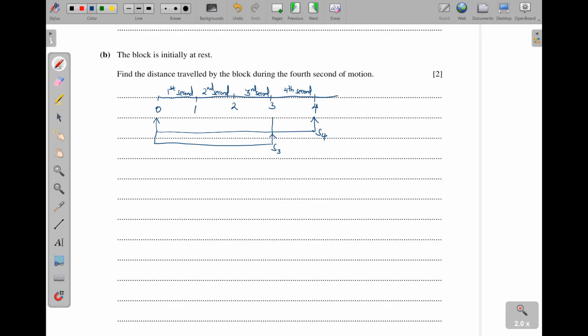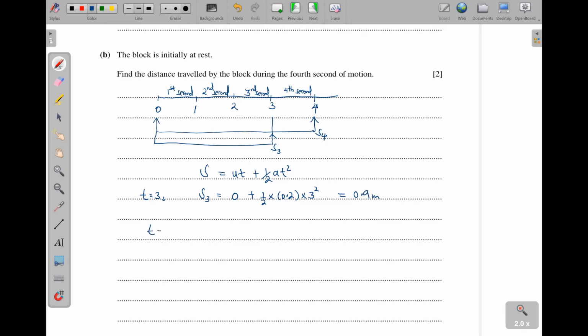Now, here we are going to use our S equals ut plus a half at squared. So if t is equal to 3, what will be S3? The particle was starting from rest, right? So we have 0, then plus a half, times the acceleration, given as 0.2, times 3 squared. So 0.1 times 9, because this 2 cancels with this one, then you get 0.1 times 9, you will get 0.9 meters.